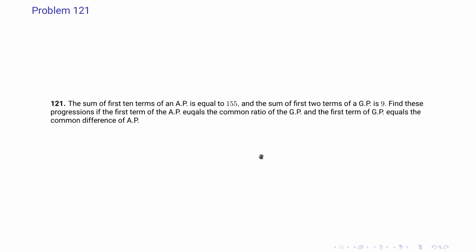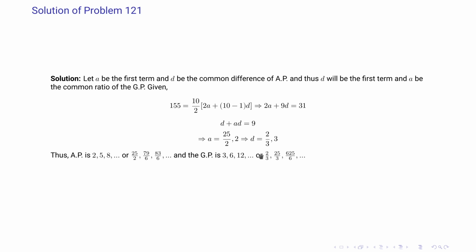Problem 121 says that the sum of first 10 terms of an AP is equal to 155, and the sum of first two terms of a GP is 9. Find this progression if the first term of the AP equals the common ratio of the GP and the first term of GP equals the common difference of AP. So we let A be the first term and D be the common difference of AP. So according to the question, D will be the first term and A will be the common ratio of the GP.